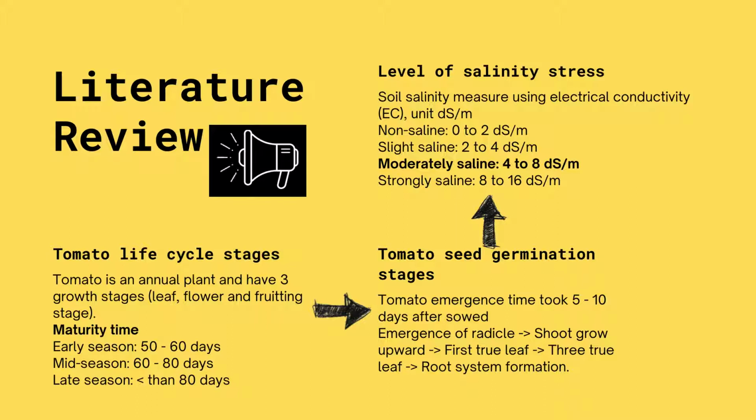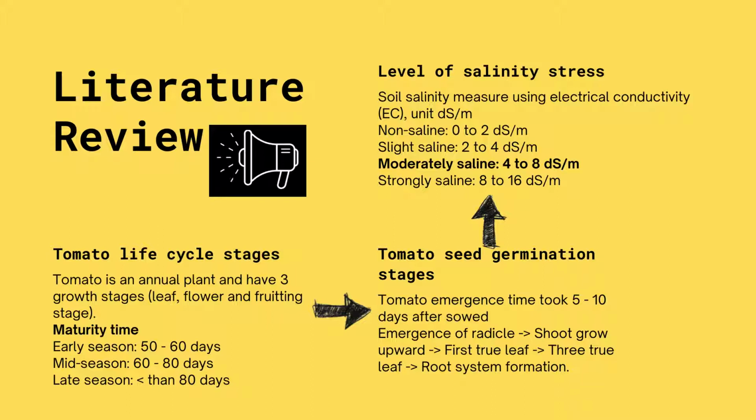Secondly, tomato seed germination stage. Tomatoes start to emerge 5 to 10 days after sowing. The first appearance is the emergence of the radicle. Then the shoots start to grow upward until they break through the soil surface to grab the sunlight. Then the first true leaf is formed, and then 3 true leaves are formed. At this stage, the photosynthesis rate is higher, which means the growth rate is also higher. And lastly, the root system is formed.